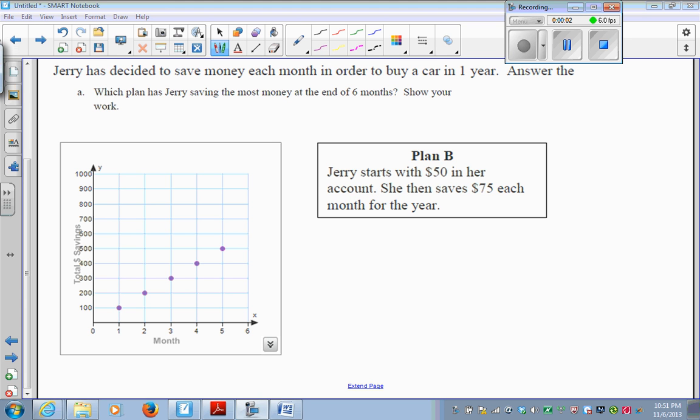Now for the ERQ on the test. So Jerry's decided to save money each month in order to buy a car for a year. And we need to figure out, so plan A is represented by the graph here. Plan B is represented by Jerry starting out with $50 in her account and then saving $75 each month for the year. Question A of the open response says, which plan has Jerry saving the most money at the end of 6 months, and show your work?